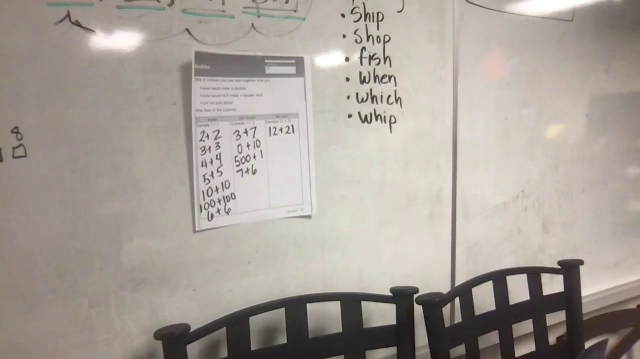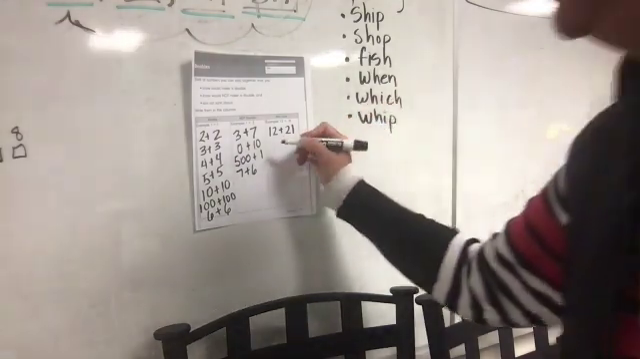Kind of like a turnaround problem, but not exactly like a turnaround problem. 14 and 41. Okay, 14 and 41 would be another one. Let's write that one down.